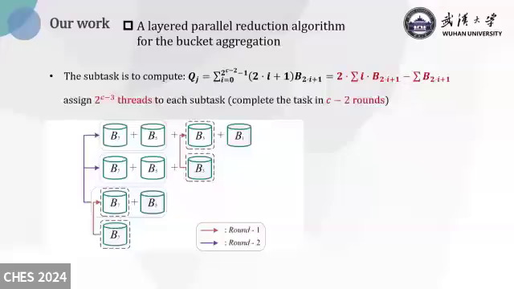Look at this example. Assuming we have 4 buckets, b sub 1 to b sub 7. In the first round, one thread computes b sub 1 plus b sub 3, while another thread computes b sub 5 plus b sub 7. In the next round, we can use the intermediate results from the previous round to parallelly obtain the final result for the first 2 rows. This is clearly an algorithm with logarithmic complexity.